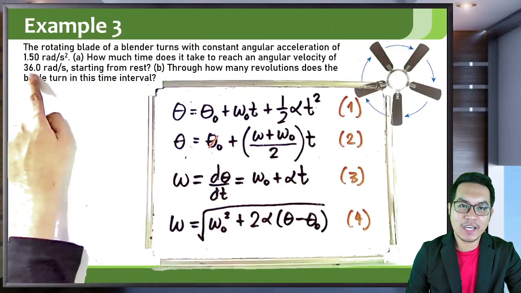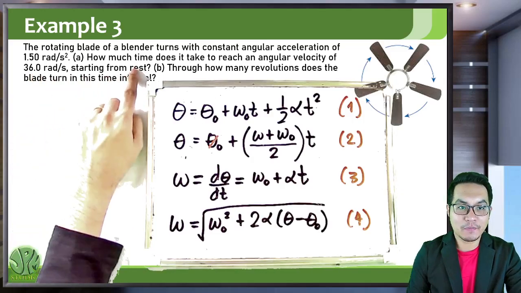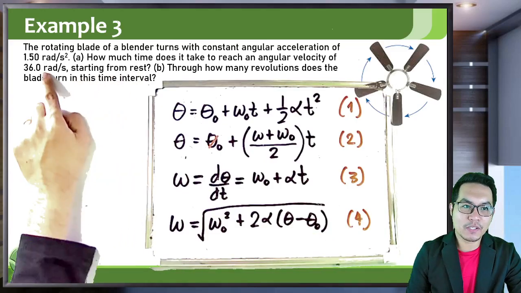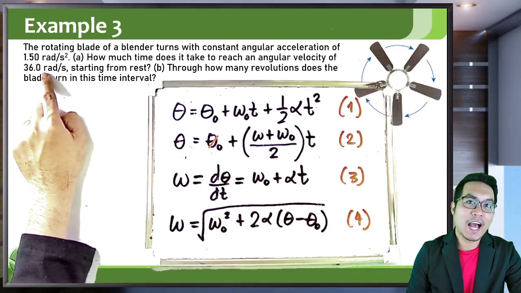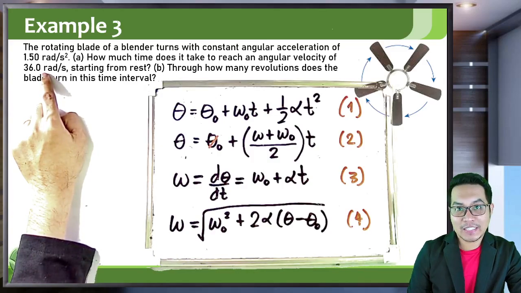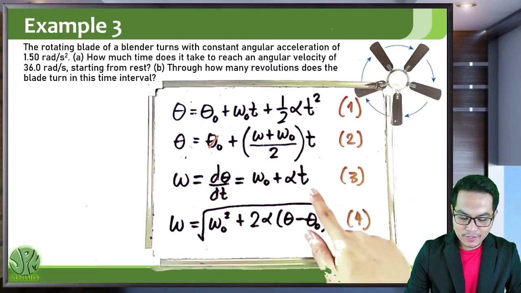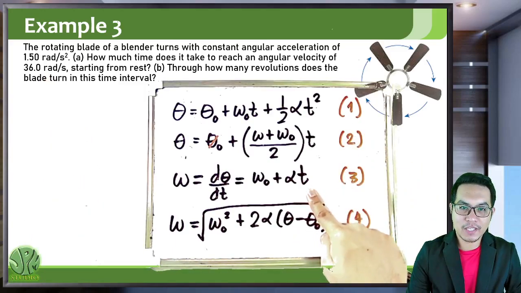We are given the initial angular velocity, starting from rest. Starting from rest means 0 radians per second. We are also given the final angular velocity, omega, and we are asked for t, time. So we can use equation number 3. Actually, that is the only equation that we can use.